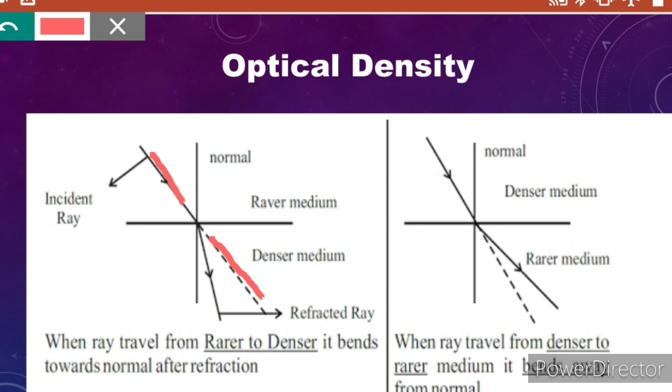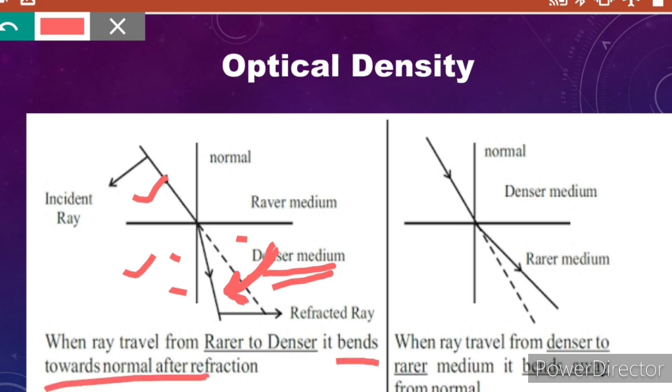So why is this happening? Optically denser means what? This denser medium is closely packed with so many molecules. When the light ray goes from this medium to that medium, it has to face many obstacles, much resistance, and those particles tend to bend the light ray towards the normal. That is why the light ray is bending towards the normal. This happens when a light ray is traveling from a rarer to a denser medium. Hope you understand this one.